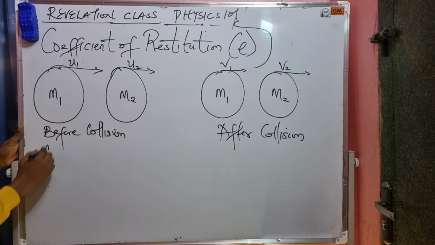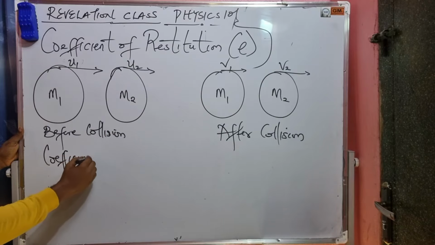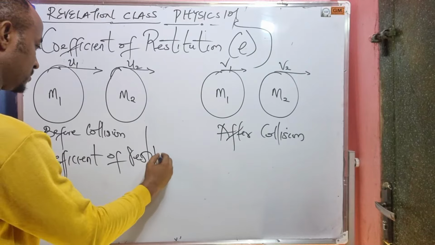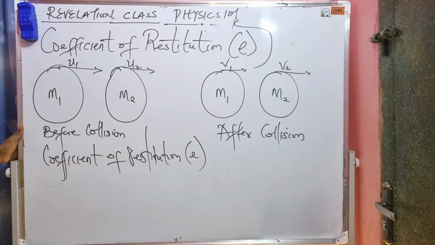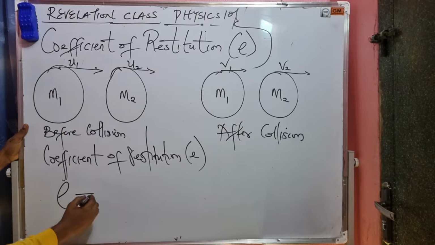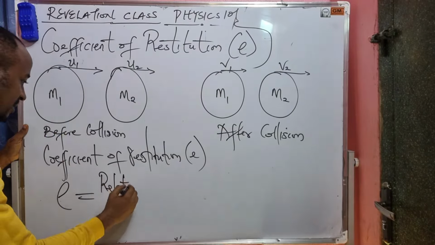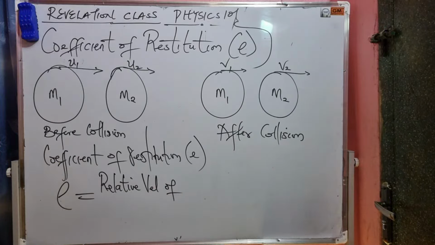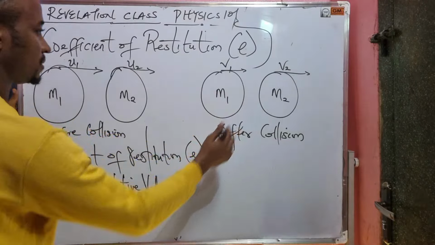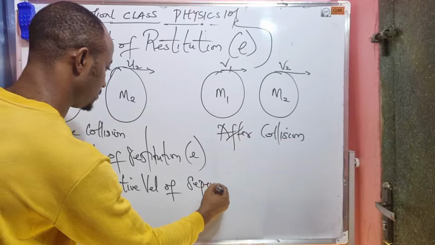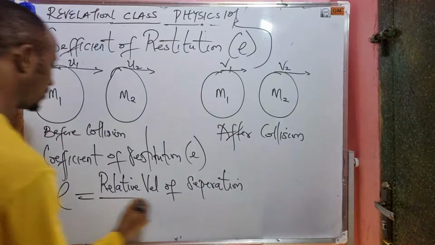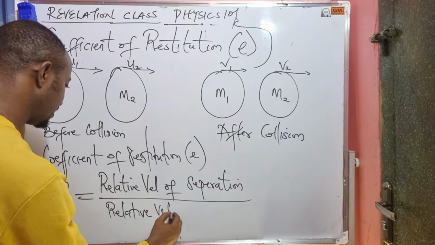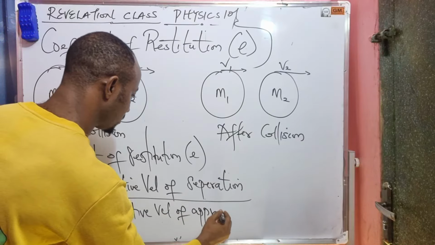But let's define coefficient of restitution. Coefficient of restitution, E, is defined as the relative velocity of separation over relative velocity of approach.